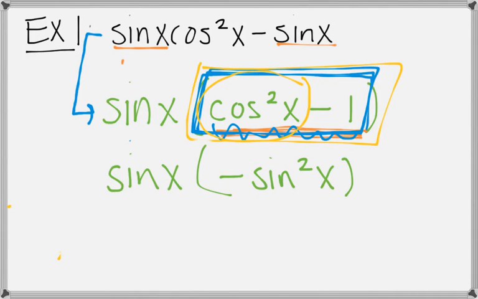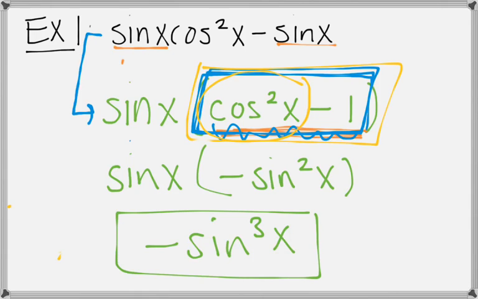Sine of x times the negative sine squared of x is the negative sine cubed of x. All right? Sine times sine squared is sine cubed. We still got that negative. All right? That's what we mean by simplifying. Now that is one question. We need to try some more because every question will not look exactly like that one did.